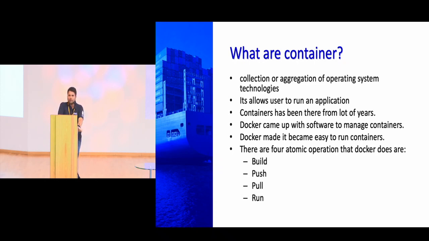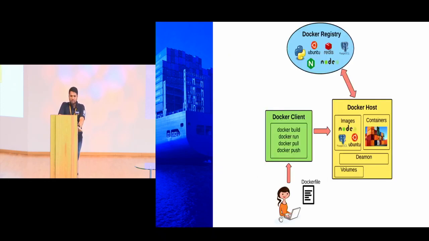In short, there are four atomic functions in Docker: build the image, push the image, pull the image, and run the container. This is how things work. We write a Dockerfile, we build it, we push it to a Docker registry, then we pull it and run it. These are the basic components. Docker has two components: the Docker client, and the Docker daemon, which is the Docker host or Docker service. There's a third service, the registry, which could be Docker Hub or any private registry.